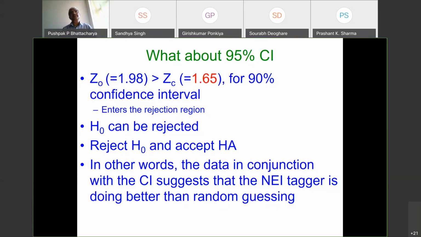And is this trust misplaced? Is this trust misplaced? That is decided by the confidence interval we have chosen for ourselves.